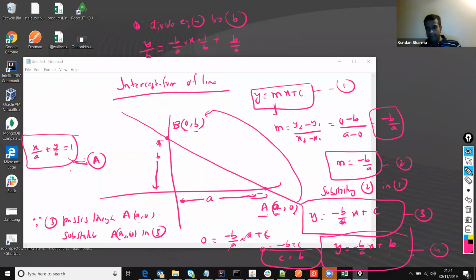I'm simply dividing both sides by b. So here, b by b, this b and b is going to cancel. And this will become y by b is equal to minus x by a, and plus b times b is 1. This will become 1. So this is minus x by a. If it goes on the left hand side, minus x by a will become plus x by a. So this is going to become x by a plus y by b is equal to 1.